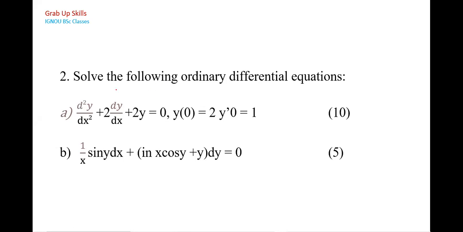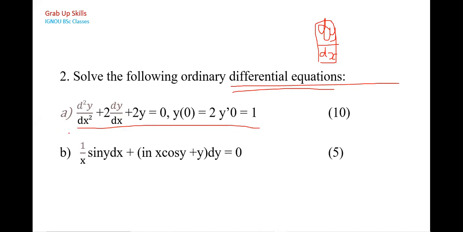Solve the following ordinary differential equation. What do you mean by a differential equation? It would be in the form of dy by dx, right? Always, differential equations would be of this form. So this is the question that we will be solving for today: d square y by dx square plus 2 dy by dx plus 2y is equal to 0. This is the first equation that we have. These are the two conditions that have been given to us: y of 0 is 2, and y dash of 0 is 1.